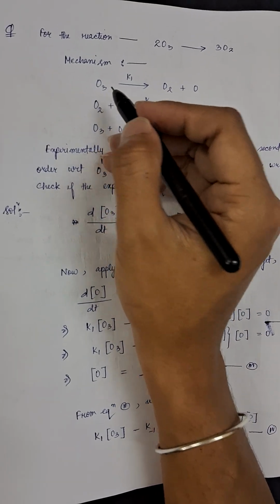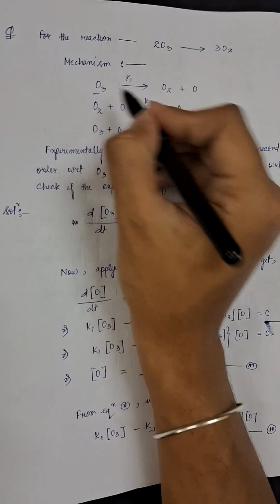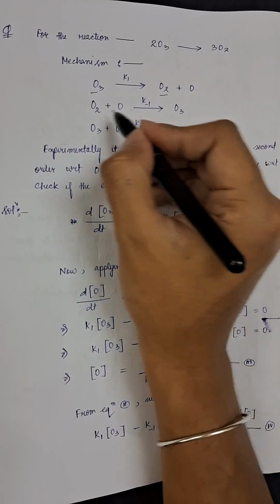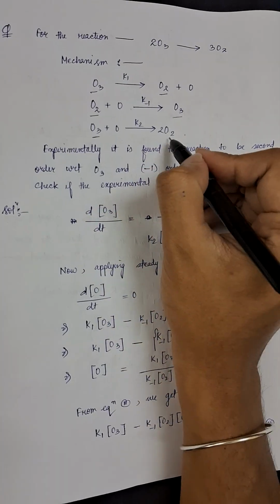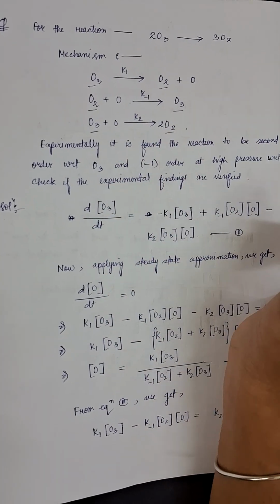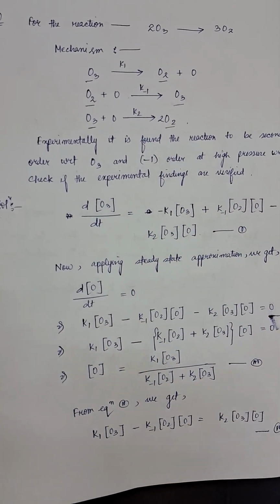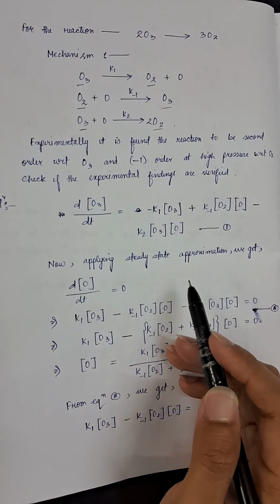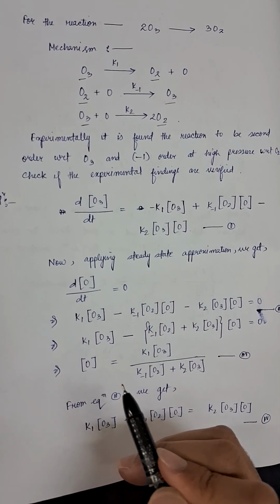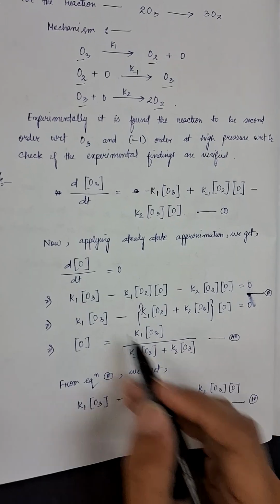So if I exclude this, that means O3 is excluded, O2 is excluded, this one also, then we remain with O. Then we know that O is the intermediate, so we have to apply steady state approximation only to the intermediate. So I just equate it with 0, then I solve it.